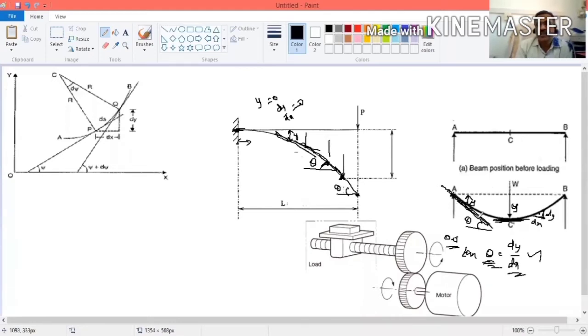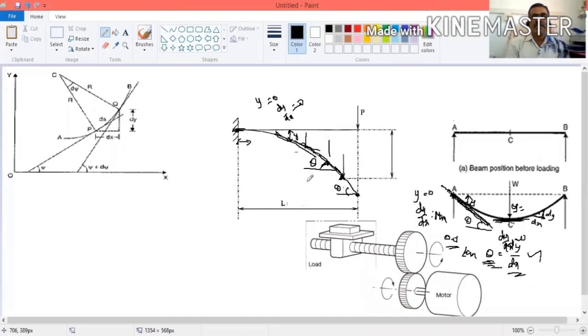In case of a simply supported beam, at the support, y is equal to 0 and dy by dx is maximum. At the center, if a point load is acting at the center, then it will be subjected to maximum deflection at this point. What about slope? Slope, dy by dx, is equal to 0 at this point. So that is what you have to understand.